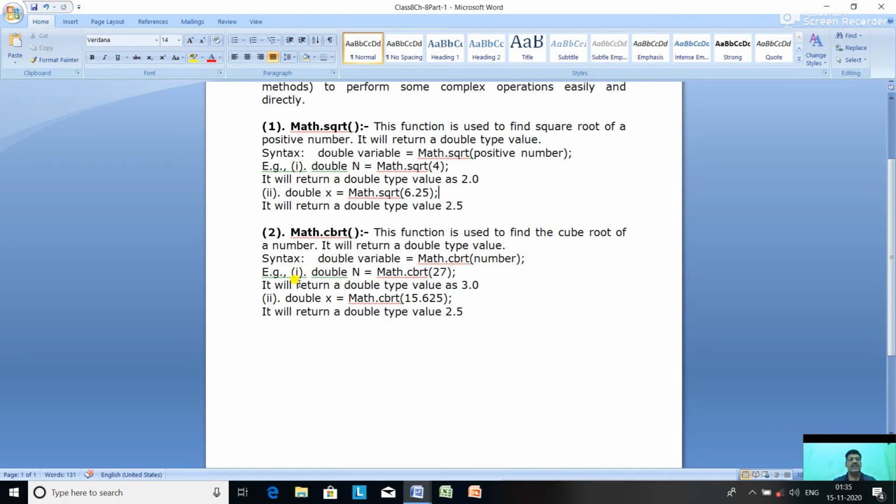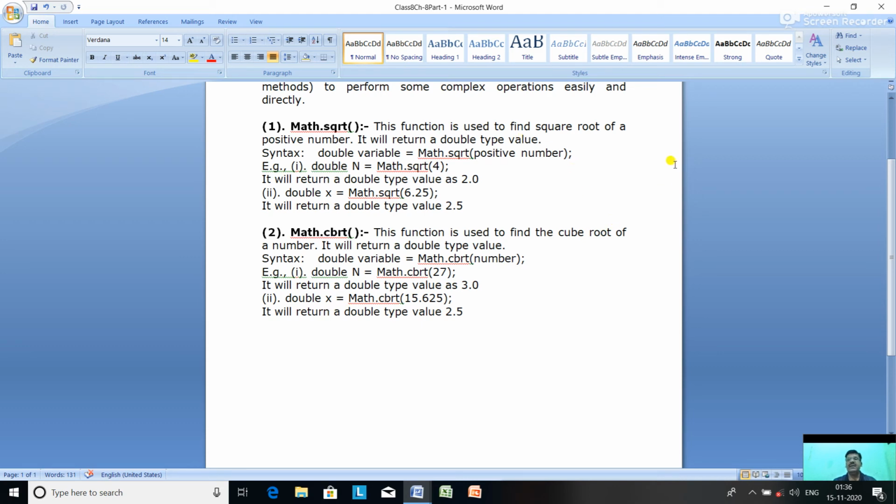First example, double n equal to Math.cbrt(27). So what is the cube root of 27? The cube root of 27 is 3.0. Why 3.0? Its return type is double. The same way, second example, double x equal to Math.cbrt(15.625). So what is the cube root of 15.625? The cube root of 15.625 is 2.5, and this also returns double data type.